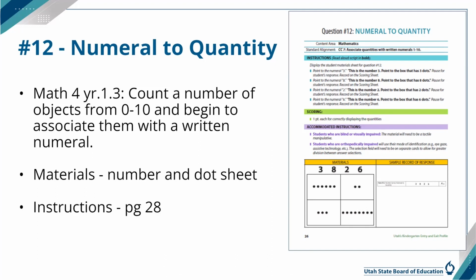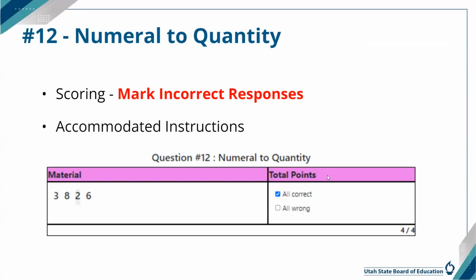So the student has a potential to get 4 points. On the scoring sheet, you're just going to put a slash through any number that the student did not correctly identify. And online, you're just going to again put a slash through any number that was incorrect, or you can select all correct or all wrong.